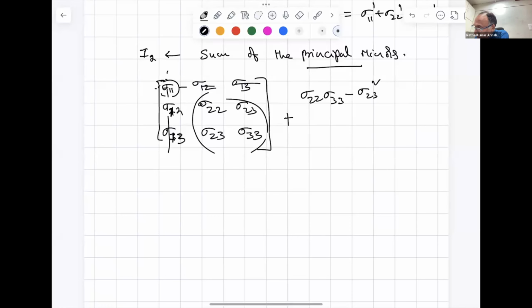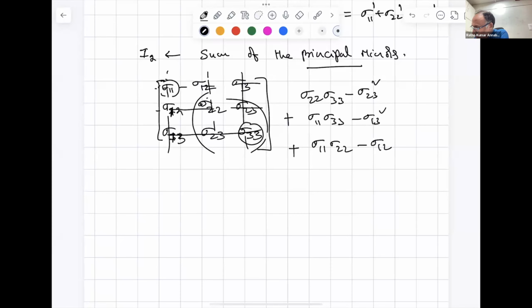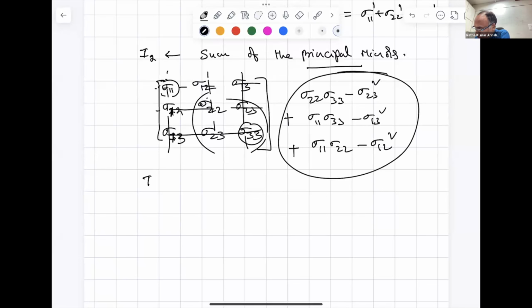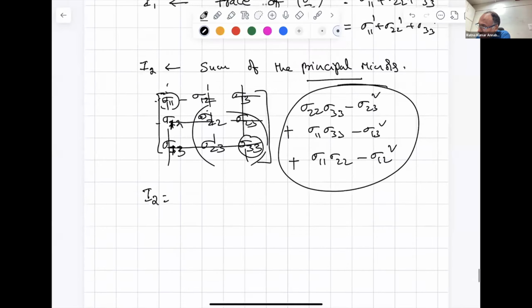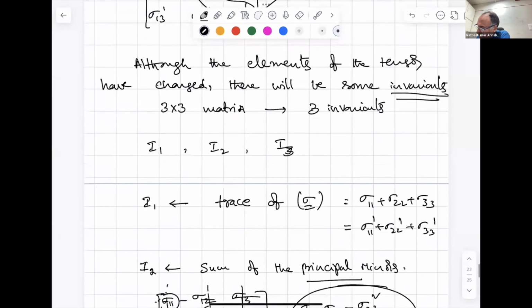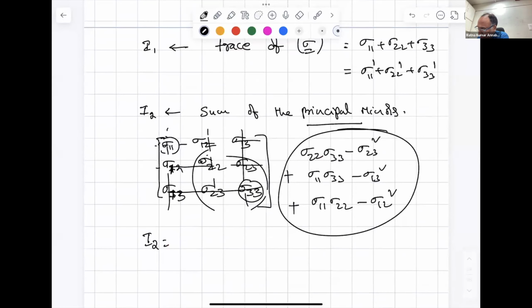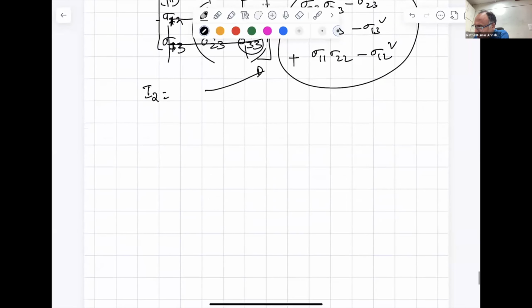Sum of that. Second principal minor means sigma 2, 2 you have to take. So that row and that column if you remove, sigma 1, 1 sigma 3, 3 minus sigma 1, 3 square, plus sigma 3, 3 is the third principal. So sigma 1, 1 sigma 2, 2 minus sigma 1, 2 square. So this quantity remains unchanged. That is your I2. Even in this equation, just replace that with a dash, then it should remain unchanged. That is your I2, sum of the principal minors.